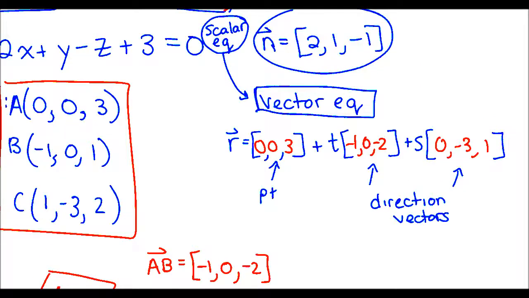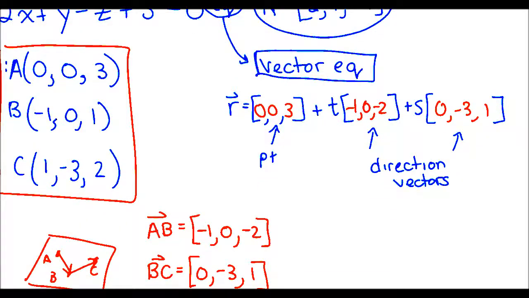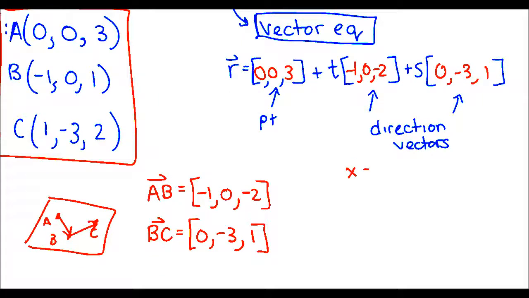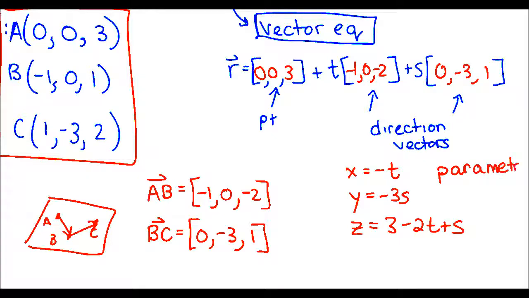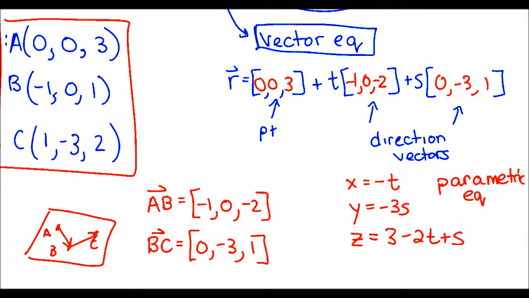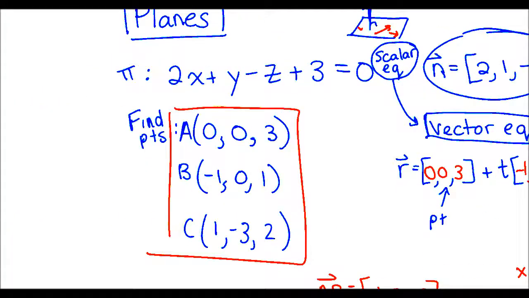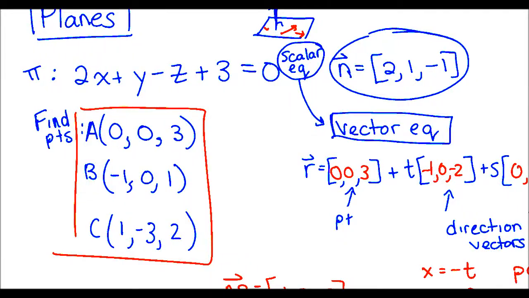All right, so I got the scalar equation of a plane, and I just turned that into the vector equation of a plane. And then if I wanted to get parametric equations of the plane, I would just write x equals 0 plus negative 1t plus 0s. Y equals 0 plus 0t minus 3s, like a weird equation. Z equals 3 minus 2t plus s. So those would be my parametric equations of my plane. Okay, and we don't have symmetric equations for our plane. Okay, so that's planes.